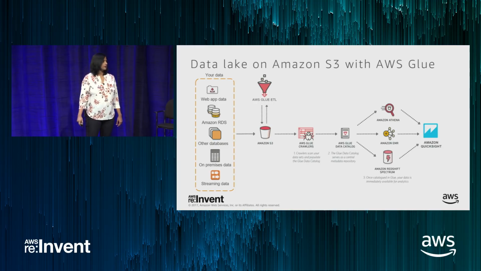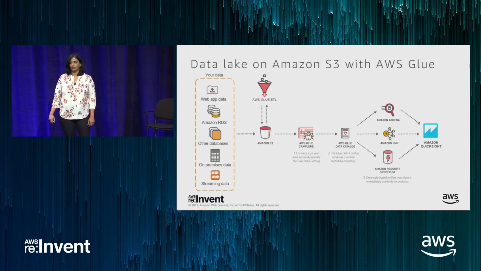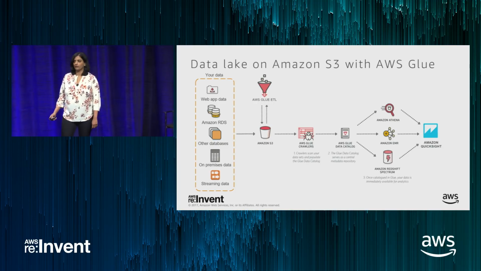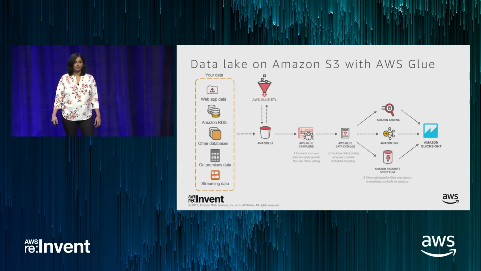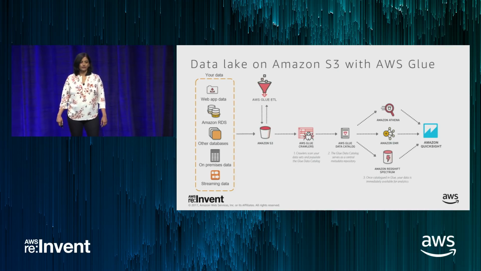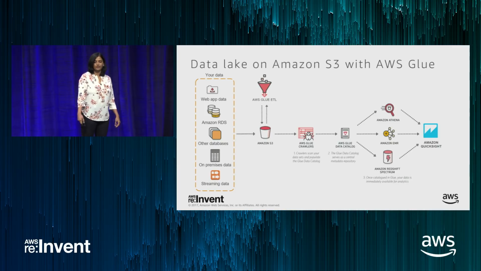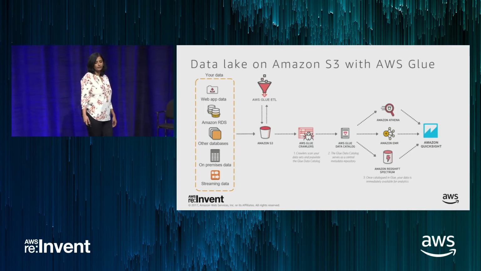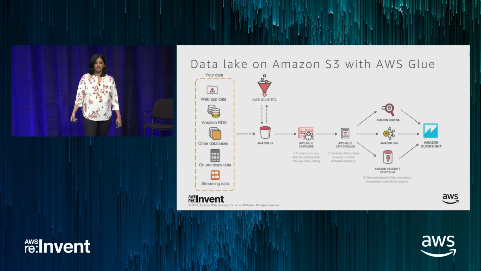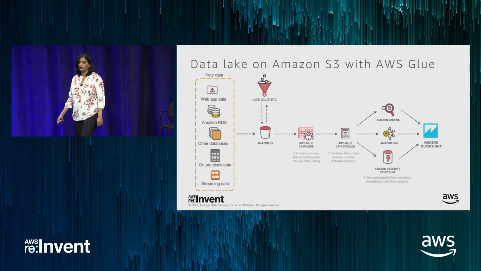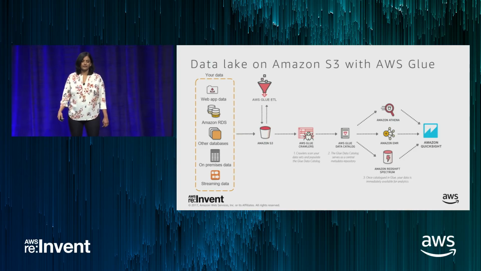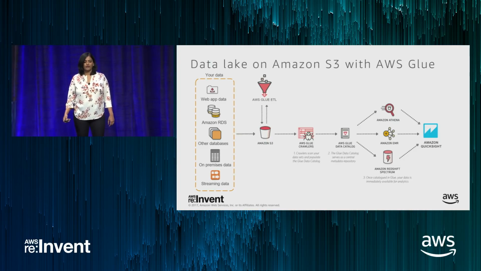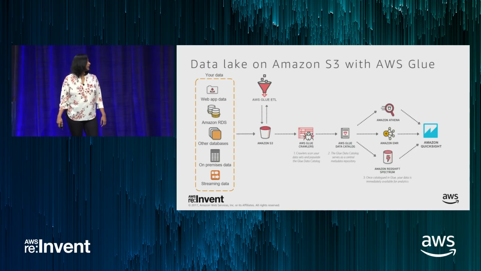So this is what a data lake looks like with Glue. You have your crawlers that can automatically scan and catalog your data on Amazon S3. You have your Glue ETL Jobs that can process data and put it back on Amazon S3. And then the Glue Data Catalog provides you the unified view that is also available to a variety of analytics services on AWS.